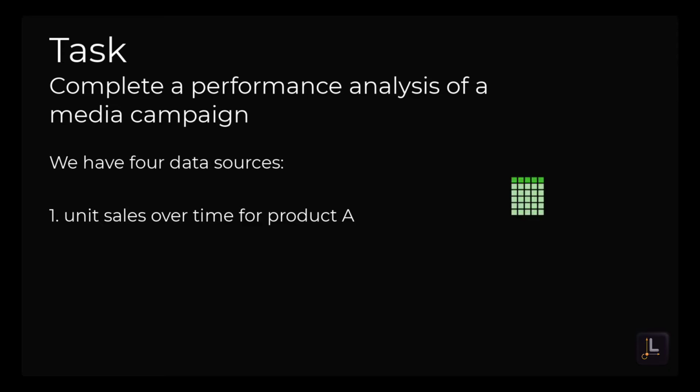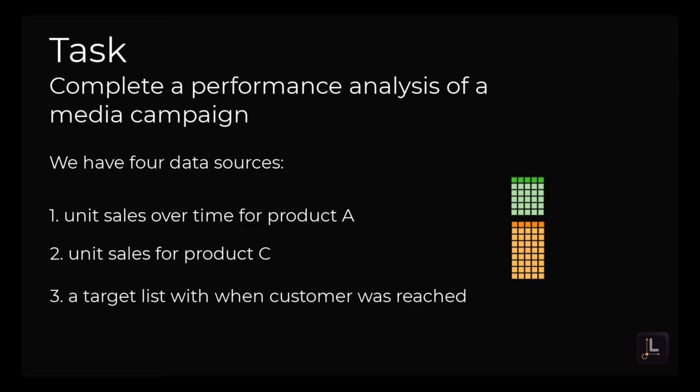Unit sales over time for product A. Similar unit sales for all the competition, we'll call it product C. And we have a target list with when the customer was reached. Here, one of the challenges is that we have a good number of nulls because we were not able to reach all the customers on the target list. And so we'll have to consider that as we organize the data.